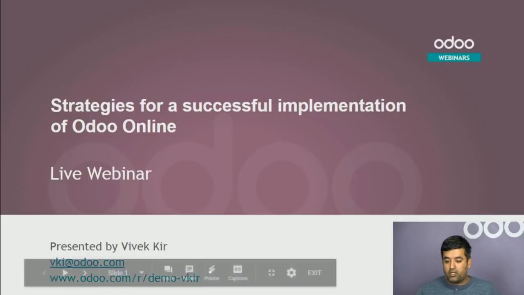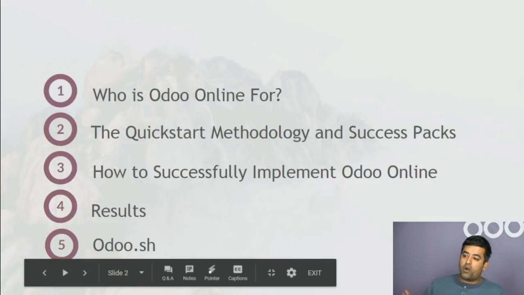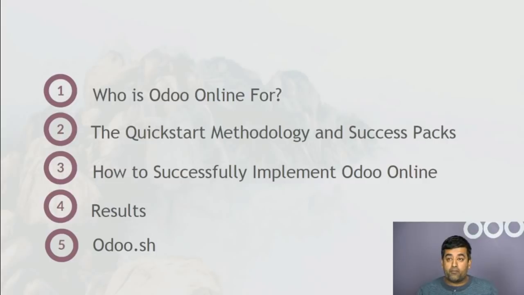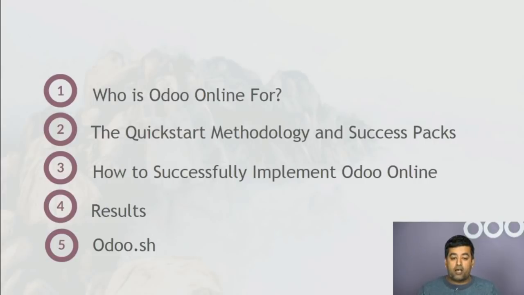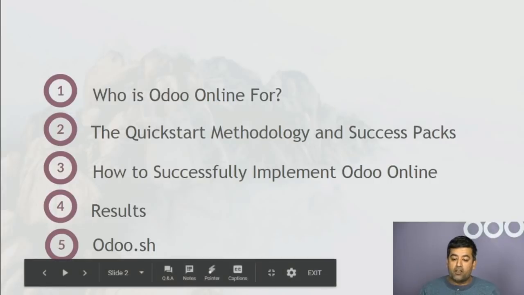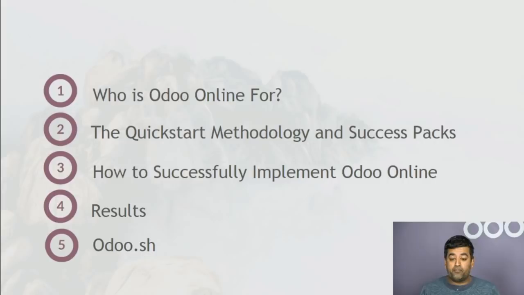Okay, so we'll begin. Today's agenda covers a few items. First, who is Odoo Online for: the market and the demographic of the type of customer that would use Odoo Online. Then we will go over the Quickstart methodology and our success packs. Success packs refer to the bulk of hours that you would purchase after you subscribe to Odoo, so you could be assigned a dedicated project manager, a consultant who would work on your project to get you live for production. Third, we will talk about how we at Odoo define how to successfully implement Odoo Online. Number 4, the results, some KPI information on the type of customer that implements Odoo and their success rates and some other pieces of information.